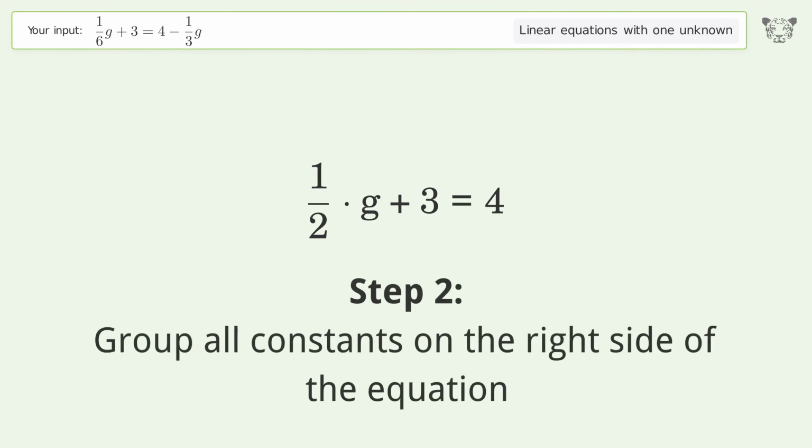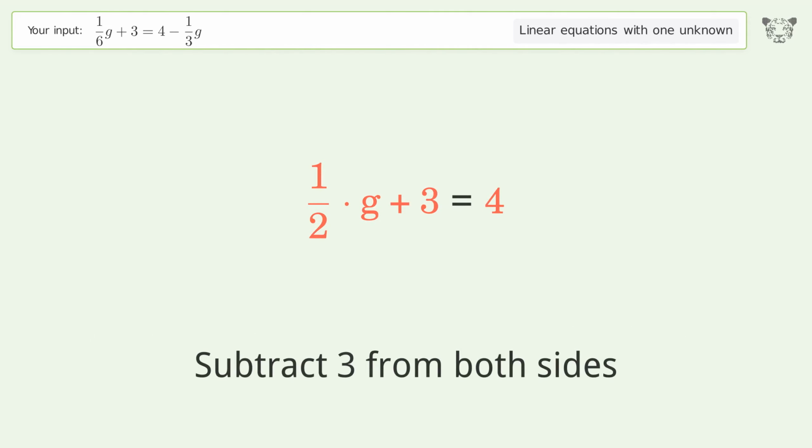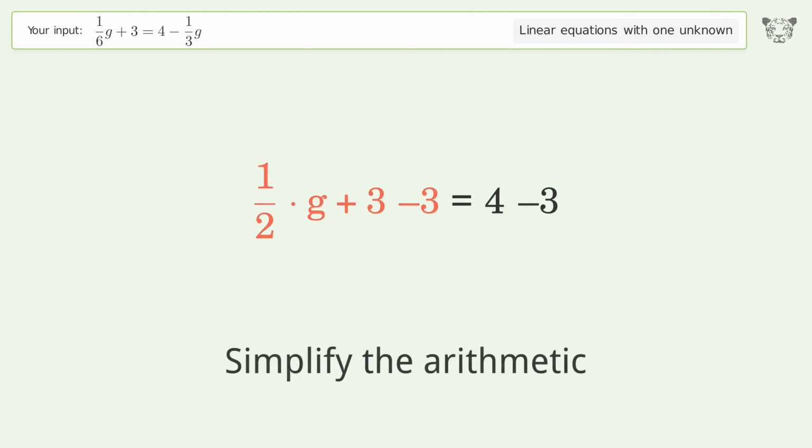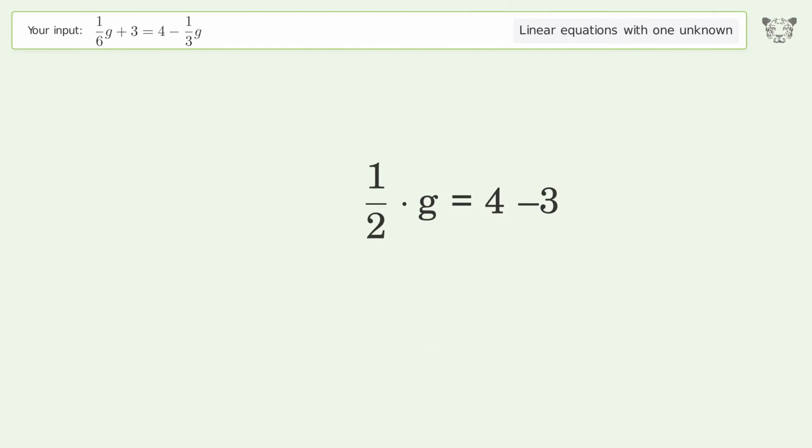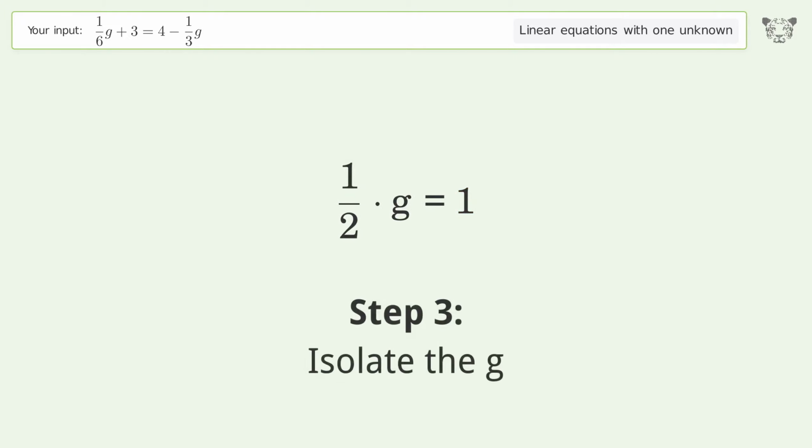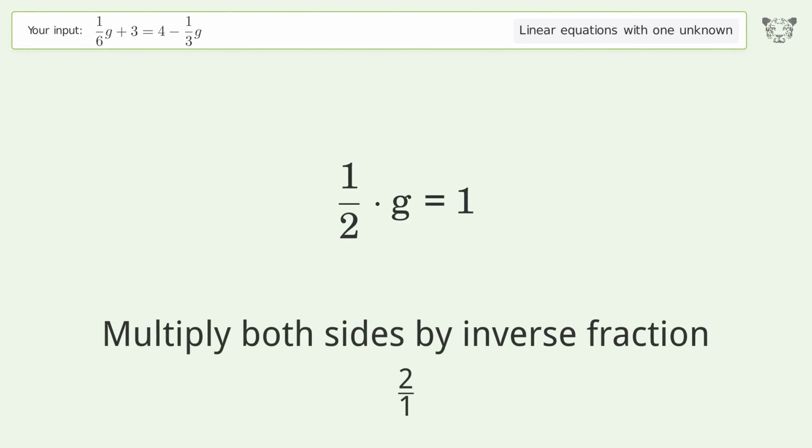Group all constants on the right side of the equation. Subtract 3 from both sides. Simplify the arithmetic. Isolate the g. Multiply both sides by inverse fraction 2/1.